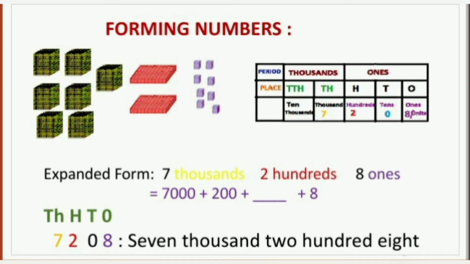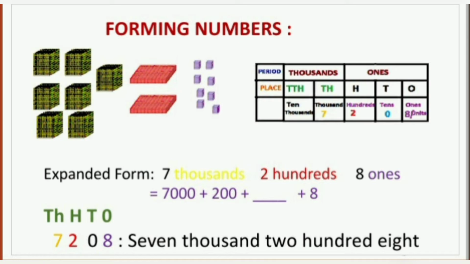Now as I said, for the vacant places, you have to write zeros. So in the ones place, what is to be written? You can see 8 unit cubes. So in the ones column, 8 is written. Do you see tens given here? No. So in the tens place, we have written 0. Then in the hundreds place, we have to write 2. And in the thousands place, we have written 7.